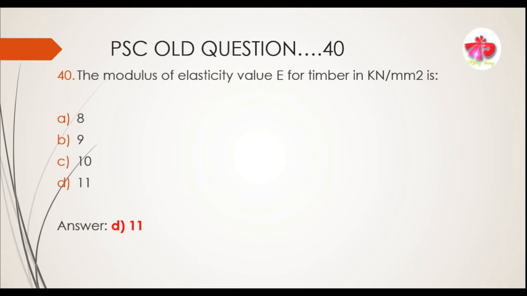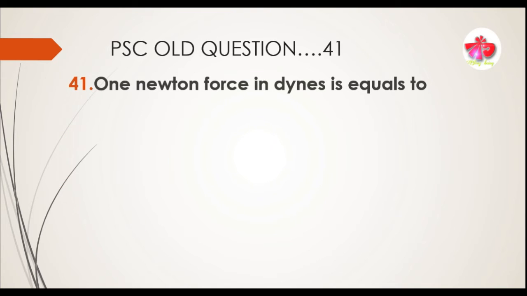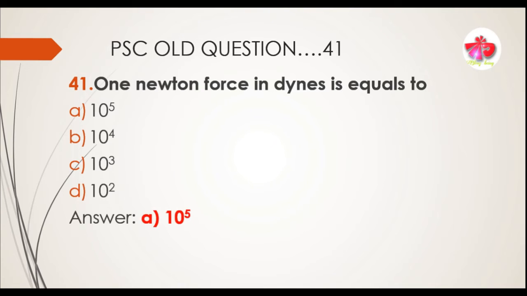Question number 40. The modulus of elasticity value E for timber is option A 8, option B 9, option C 10, and option D 11. So friend, the modulus of elasticity value E for timber in kilonewton per mm square will be 11. Question number 41. 1 Newton force in dynes is equal to what? Option A 10 to the power 5, option B 10 to the power 4 dynes, option C 10 to the power 3 dynes, and option D 10 to the power 2 dynes. So friends, 1 Newton force in dynes will be equal to 10 to the power 5 dynes.